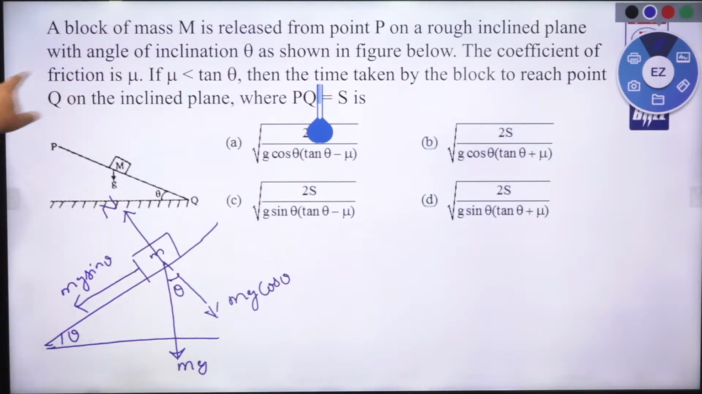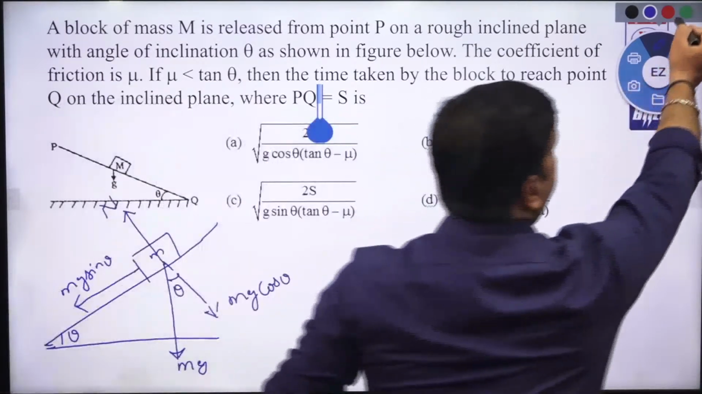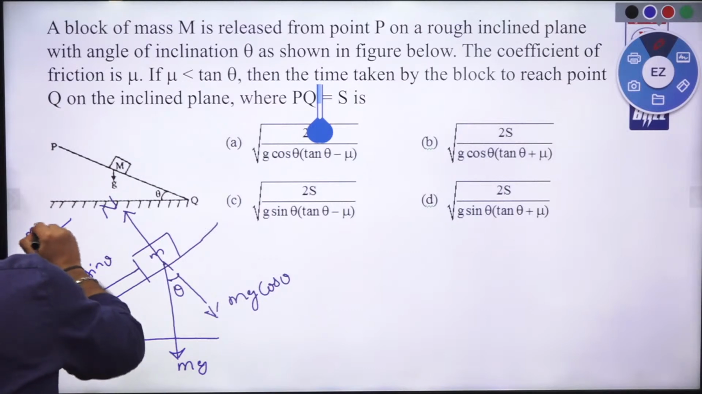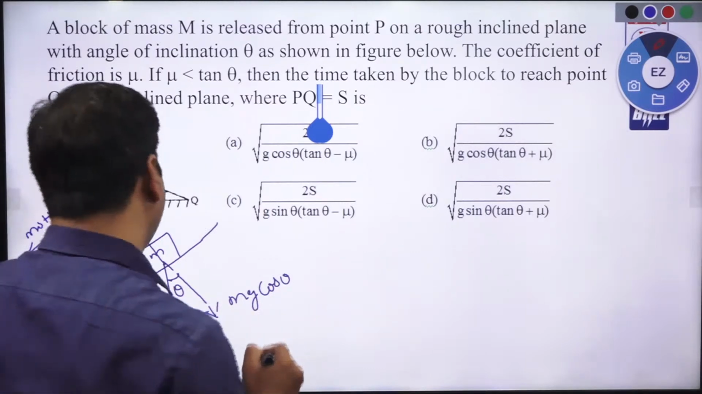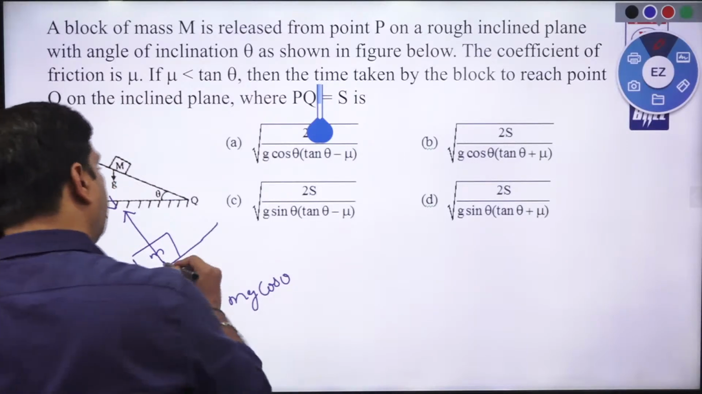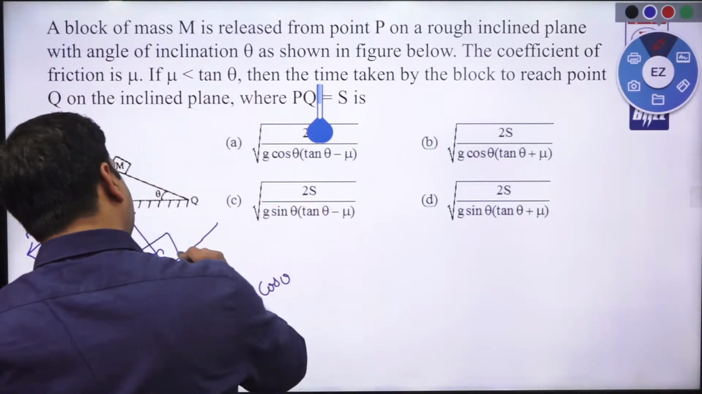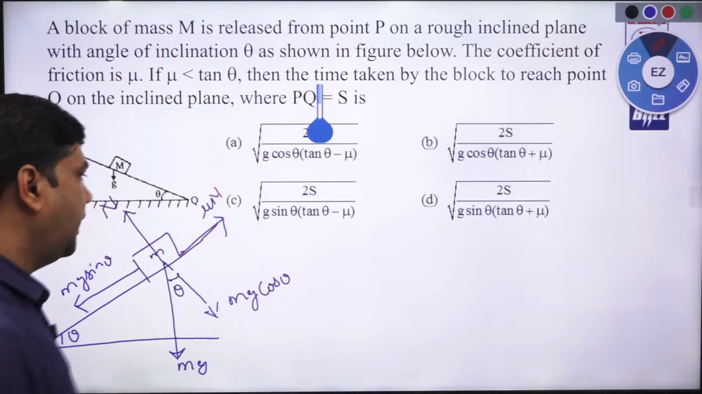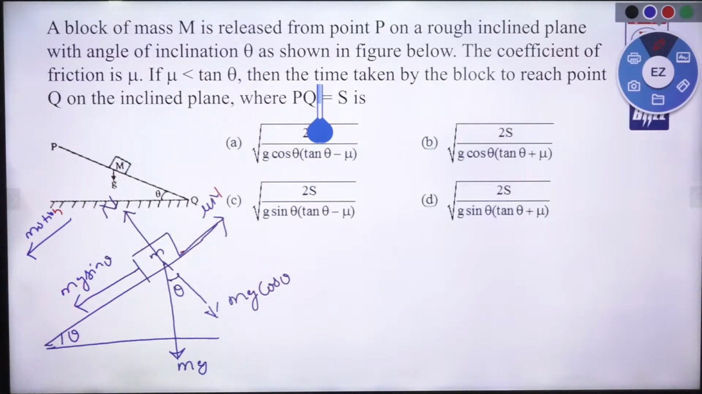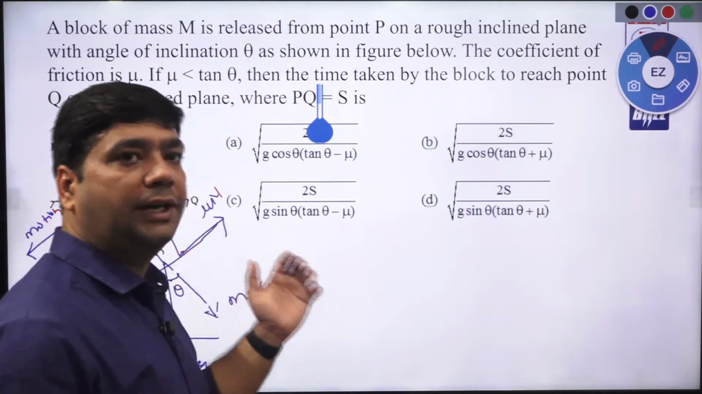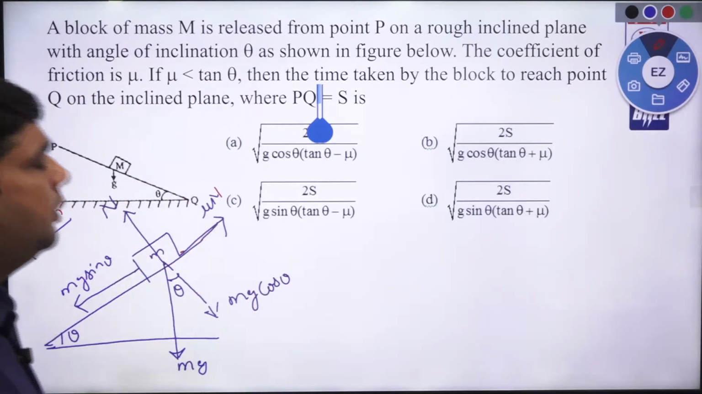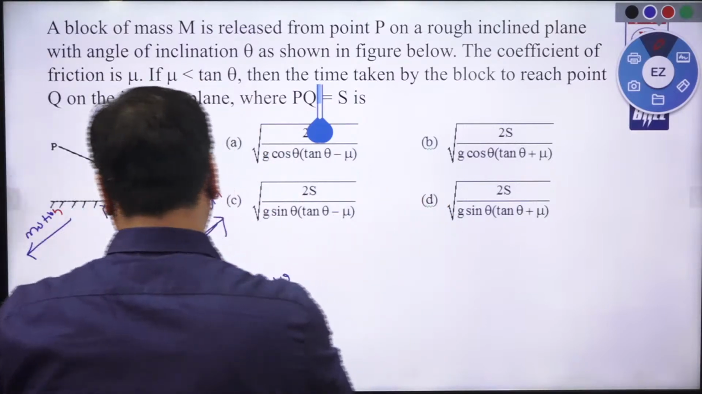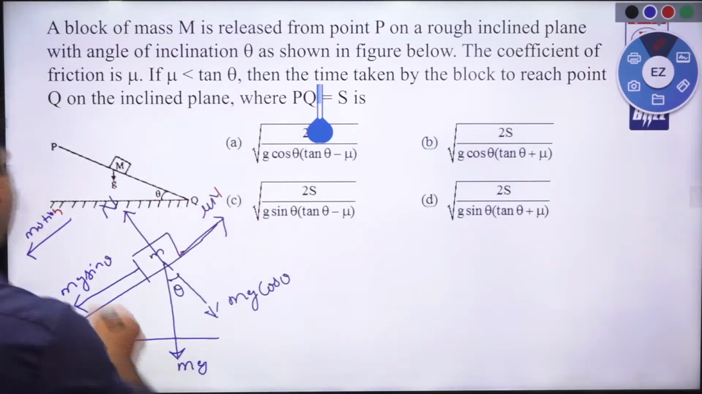Now take the block as moving downward. If the motion is towards downward, the friction force acts opposite to the relative motion. So the friction force is going to act upward along the surface, that is mu into N. Okay, mu into N is the friction force. If I am going to find the acceleration from this point, we introduce Newton's laws of motion equation, and then we find the time period.